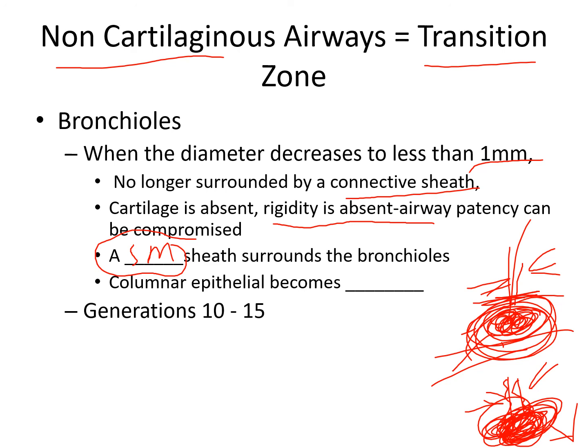When we're looking at the transition zone, remember we talked about how it has the pseudostratified columnar epithelium. By the time we get down here, the columnar epithelial cells become cuboidal. I was hoping you guys remembered it. Cuboidal, right? Remember those cute cubes that were lined up? When we were talking about new cell types, this is where we get to generations 10 through 15. And your book breaks this down as well.